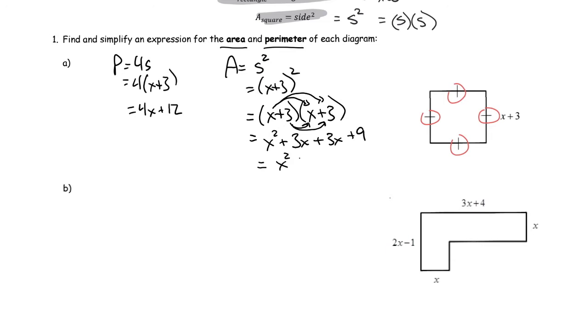And so now we get x squared plus, and then we add the two like terms together. We get 6x plus 9. That's the expression that we were looking for. You need to remember to include that middle term there. Okay, that's 6x.